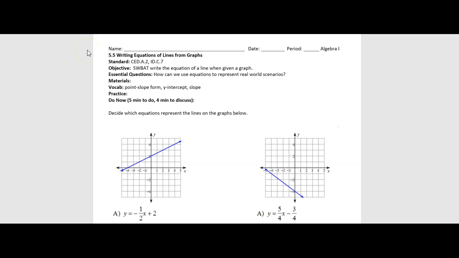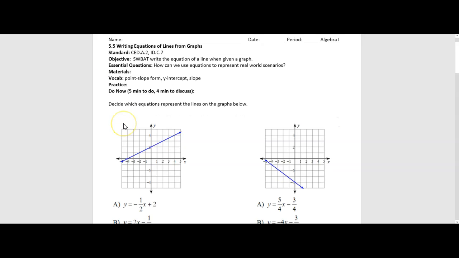For the past 4 videos, we've talked about graphing lines. Today, we're going to go the other direction, and we're going to be looking at a line on a graph and seeing if we can come up with the equation that represents that line. So let's just hop right in.